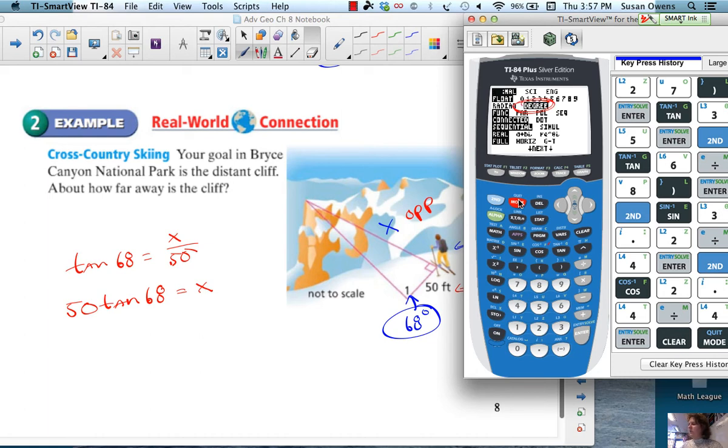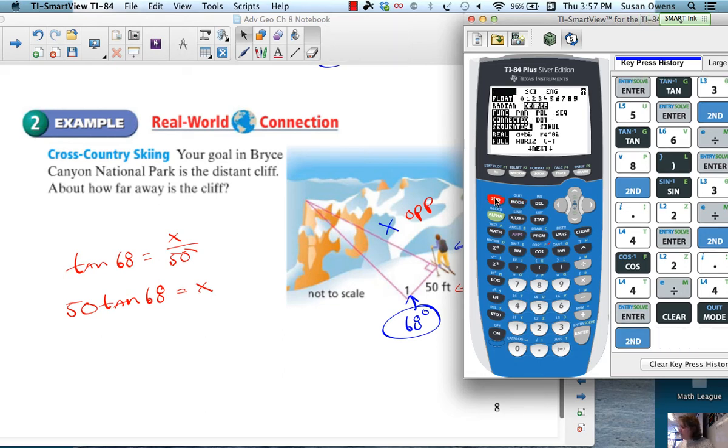If your calculator is in radian mode, you're going to get the answer wrong every single time. Radian is a way of measuring angles in a circle in which completely around the circle is 2 pi. So it is a lot less than 360 degrees. If you use that measurement, none of your trig ratios are going to be correct. So make sure your calculator is in degree mode.